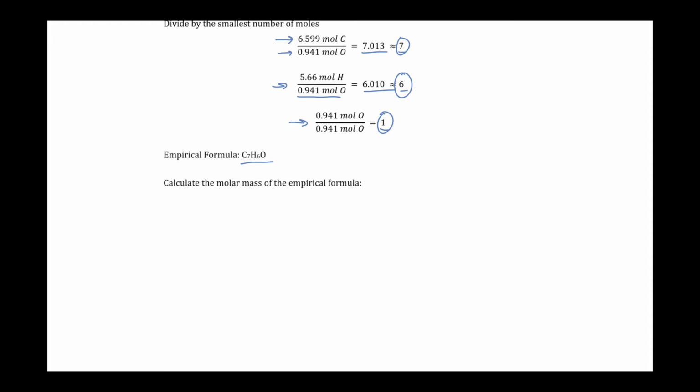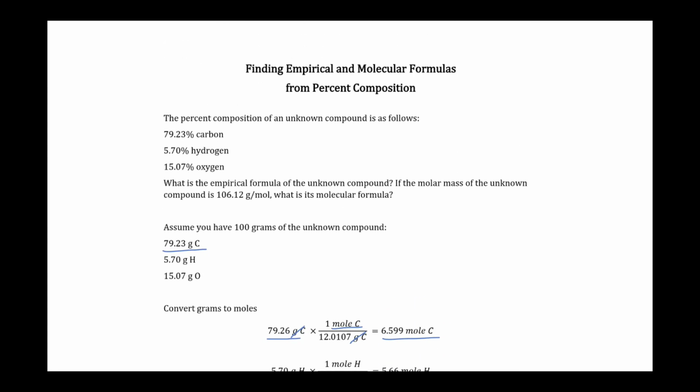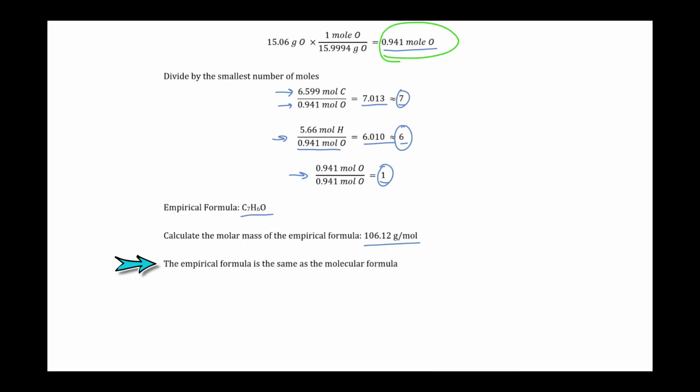Now when we calculate that, we get 106.12 grams per mole. Now if I scroll back up to the original problem, you can see that they gave us the molar mass of the unknown compound to be 106.12 grams per mole. Therefore, our empirical formula is our molecular formula. It's nice when you don't have to do any more work on these. Let's go to our second problem.